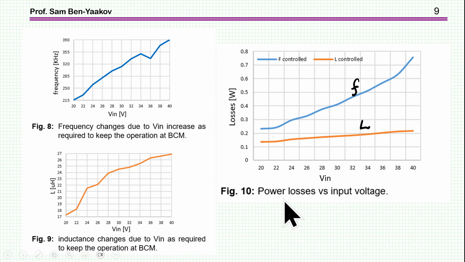Now, as far as the losses go, this is from simulation. We see that with the frequency change, as expected, the losses are really going up quite a bit. On the other hand, with the variable inductor, the increase is more moderate, and there is quite a bit of difference between the two at the higher voltage.